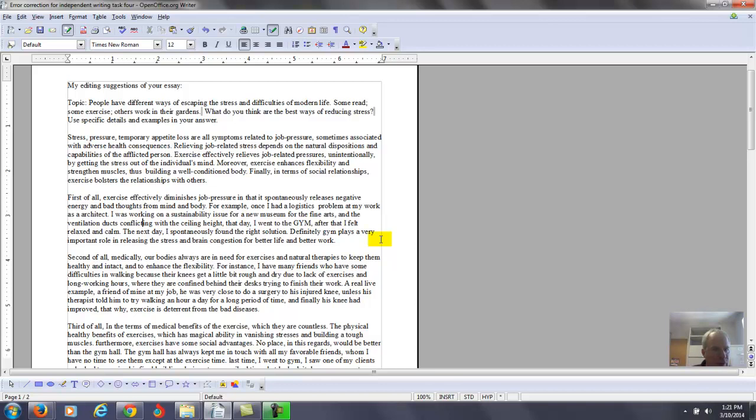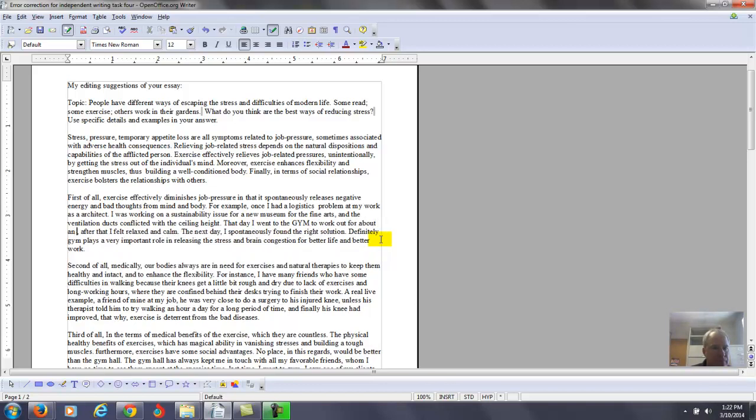Okay, I think I have it here. Let's see this. Next day, spontaneously found the right solution so that the air ducts installed were not conflicting with the ceiling height. Definitely, gym played an important role. I don't think you need that.